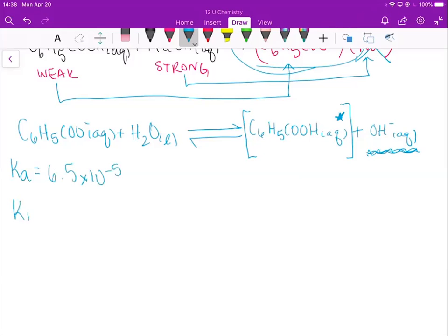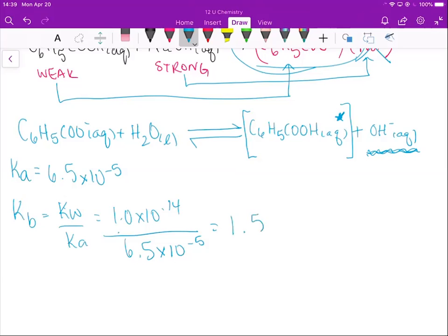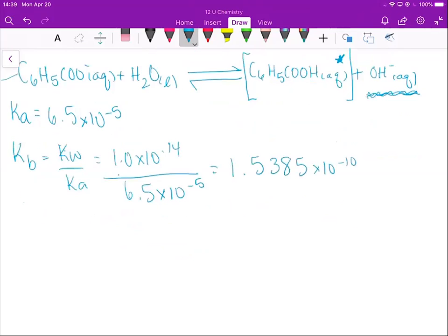Again, we have to work with the Kb, which is Kw divided by Ka. 6.5 divided by, oops, that's the Ka. Have to do the other way. 1.0 times 10 to the minus 14 divided by 6.5 times 10 to the minus 5. And I get 1.538 times 10 to the minus 10. Oh, and then we forgot to do our ice table. So I'm just going to do my ice table down here.